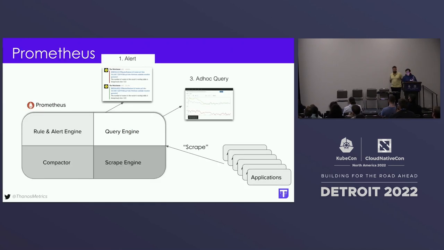So after talking about the Thanos community, let's do a deep dive on some Thanos internals. Let's get back to Prometheus first. As I just mentioned, Prometheus is just a single binary, but it has multiple components providing some essential functionalities, right? For example, we have a query engine, a scrape engine, an engine for rule and alert evaluation, and some TSDB components like the compactor.